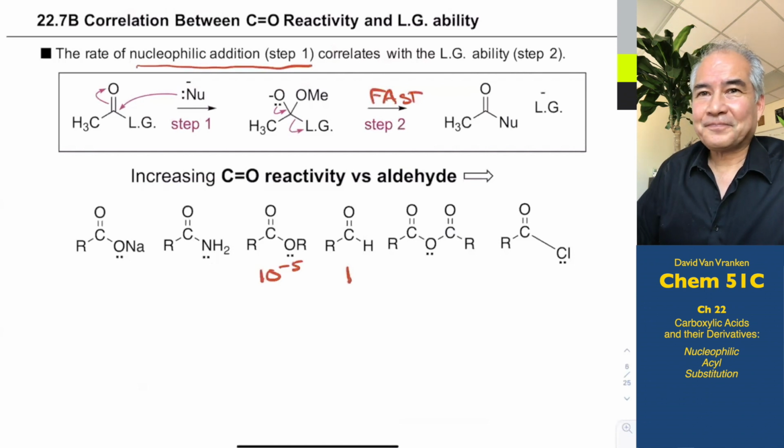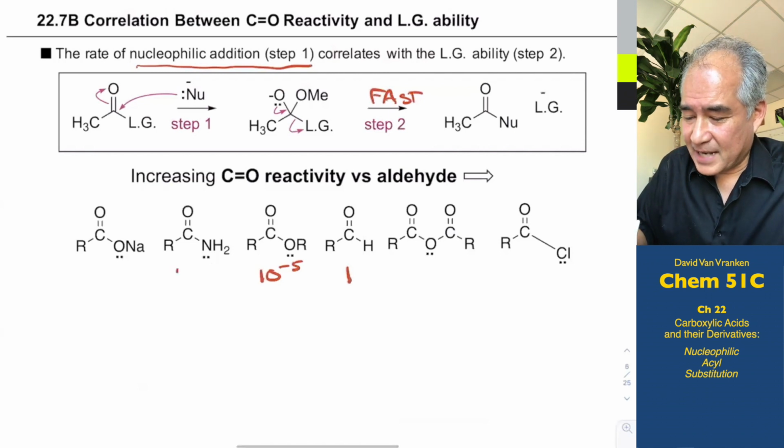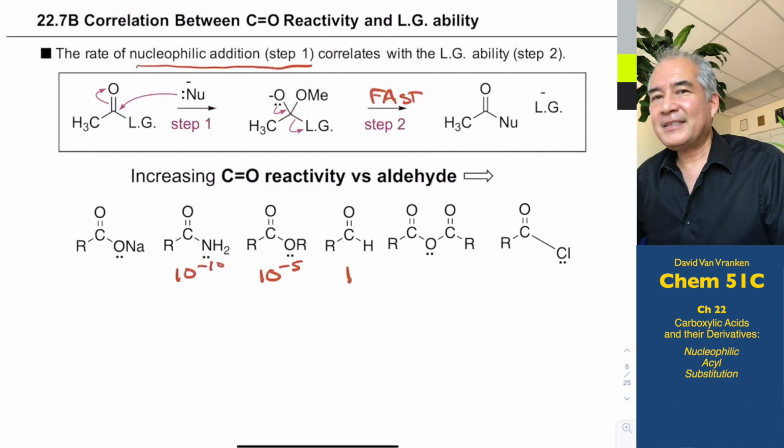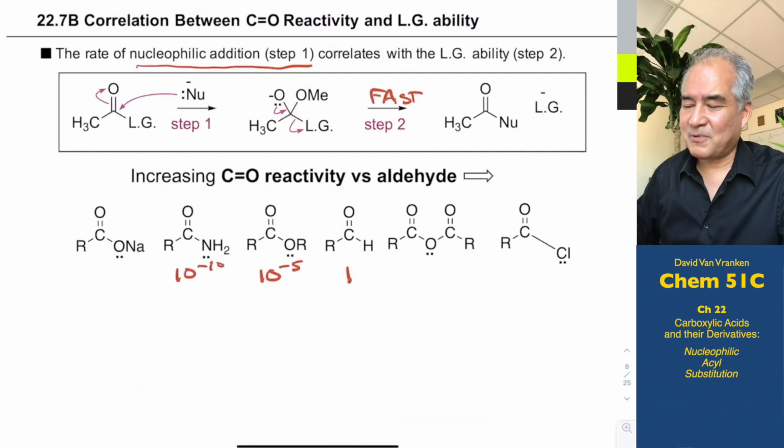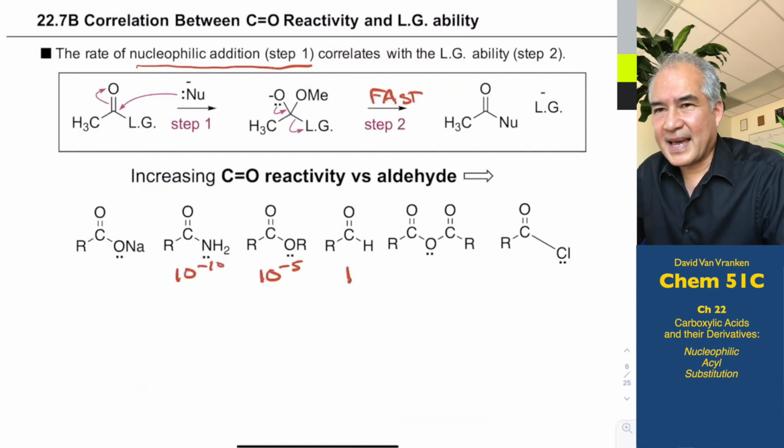So let's go ahead and get a sense for those numbers. Now, when we talk about amides, it's 10 to the minus 10. It's 10 billion times less reactive than an aldehyde. You need really powerful nucleophiles to add into an amide, if that's your goal, is to add into amides.